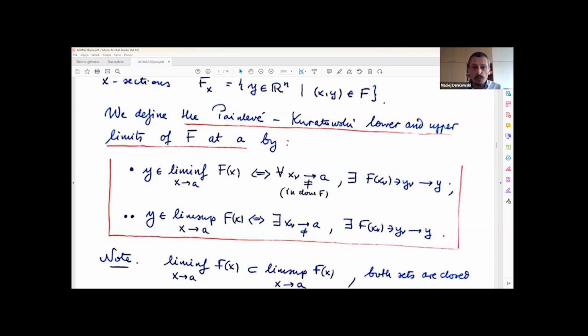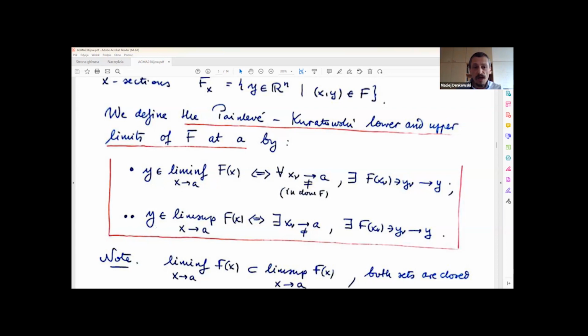So a point Y from Rn belongs to the lower limit whenever you pick a sequence in the domain of f converging to A, you should be able to find points in the corresponding sets, in the corresponding sections, that will converge to Y.